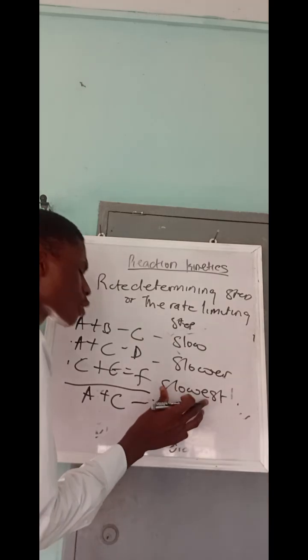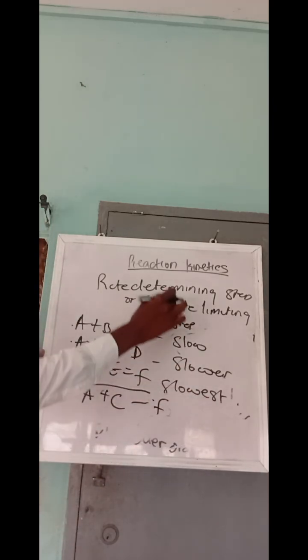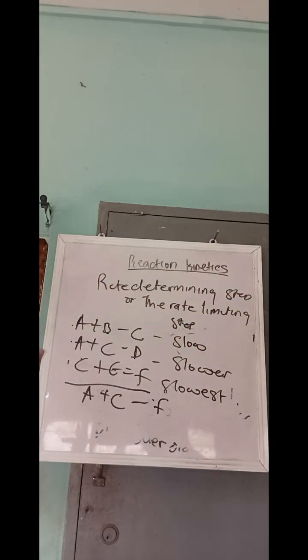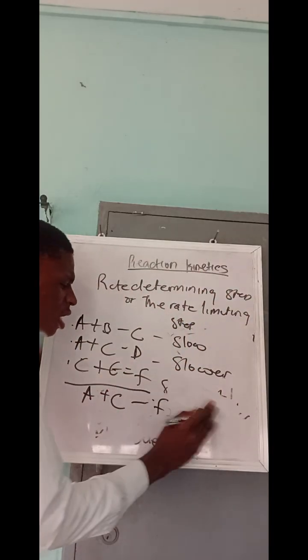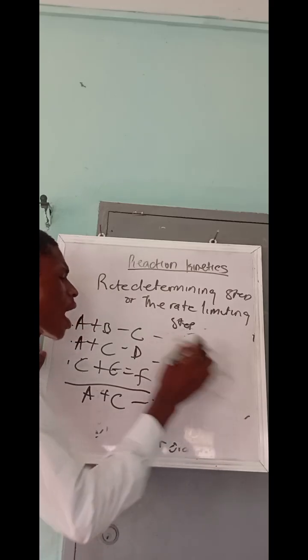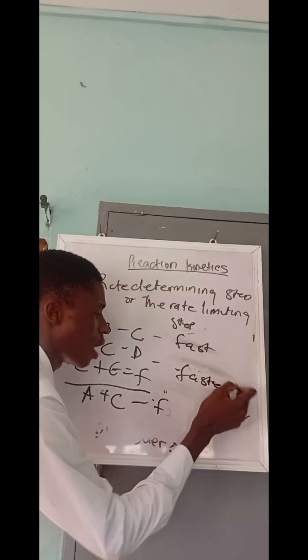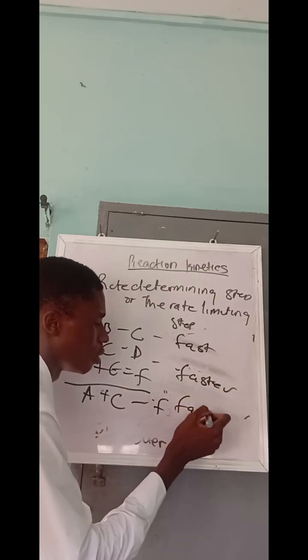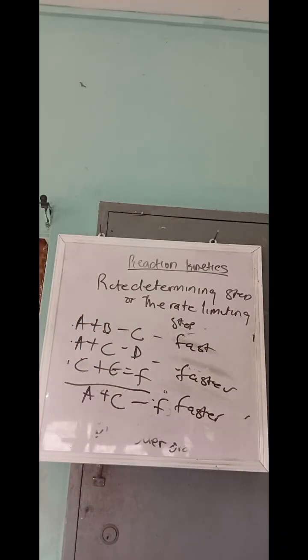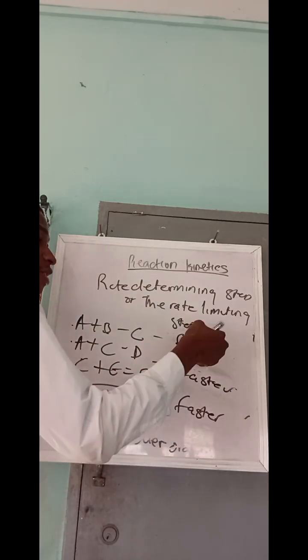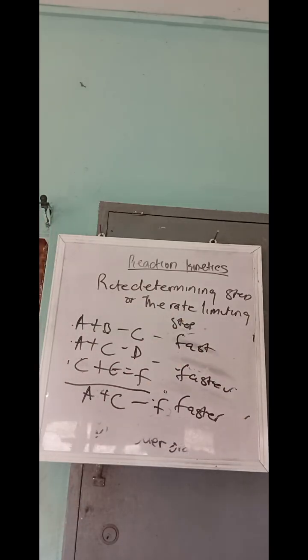So it is this particular slowest step that we use to write my rate law and also use to determine my order of reaction. They can also change it. I write fast, faster, and fastest. Then the question comes, which one is the slowest? As a smart student, this one is slow because these two reactions are faster than this. So it is always the slowest elementary step that we use to write our rate law.